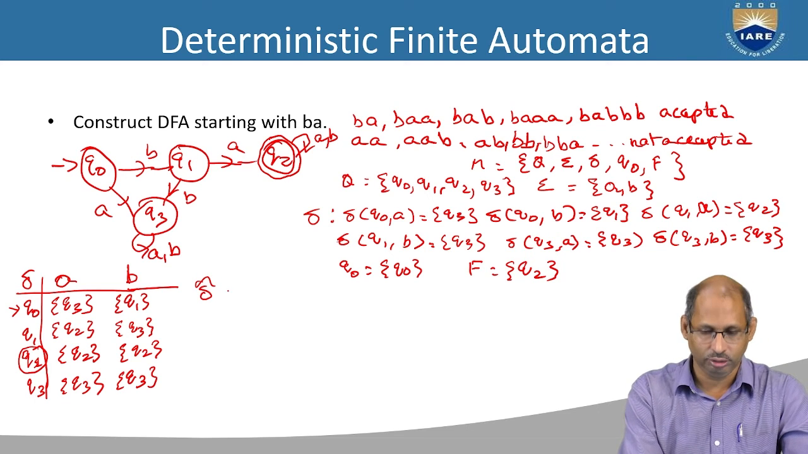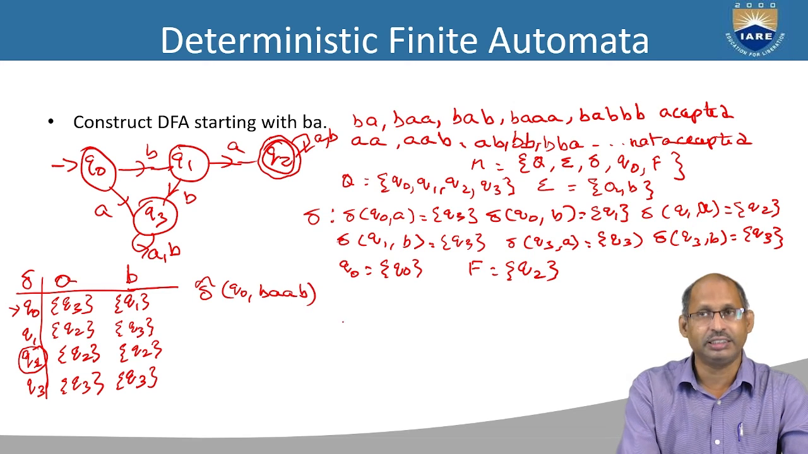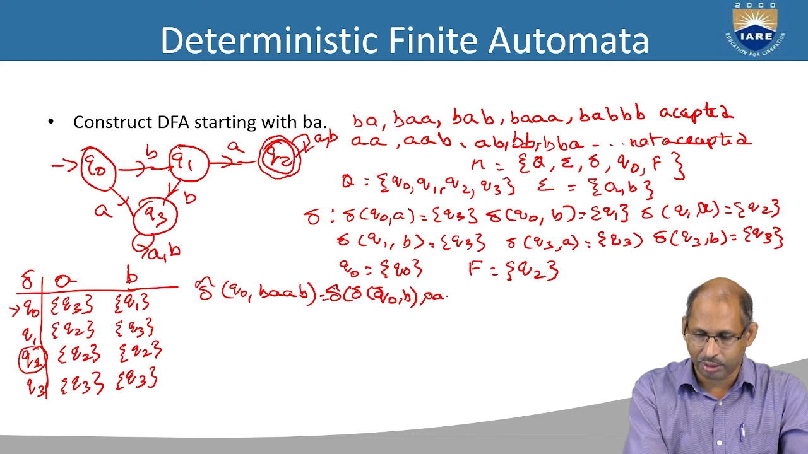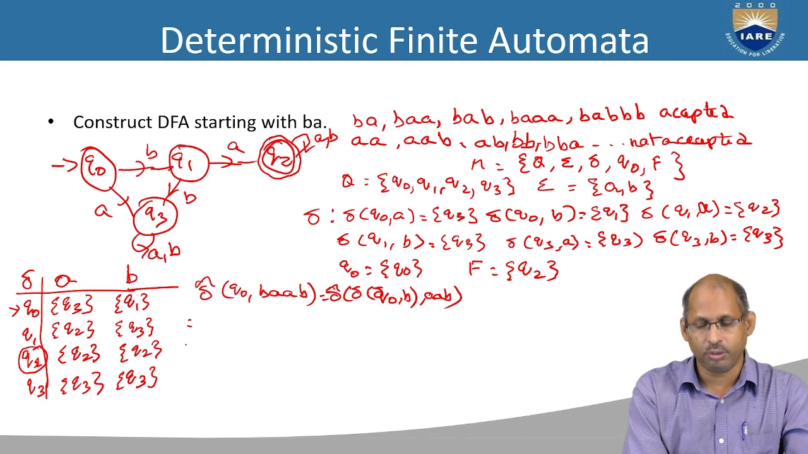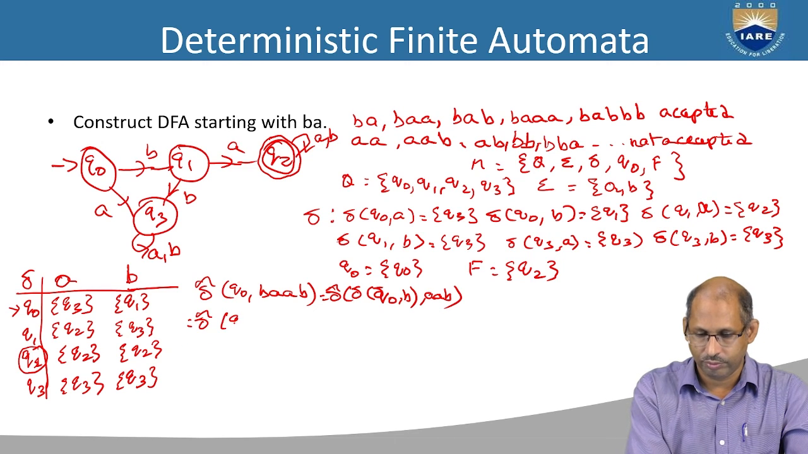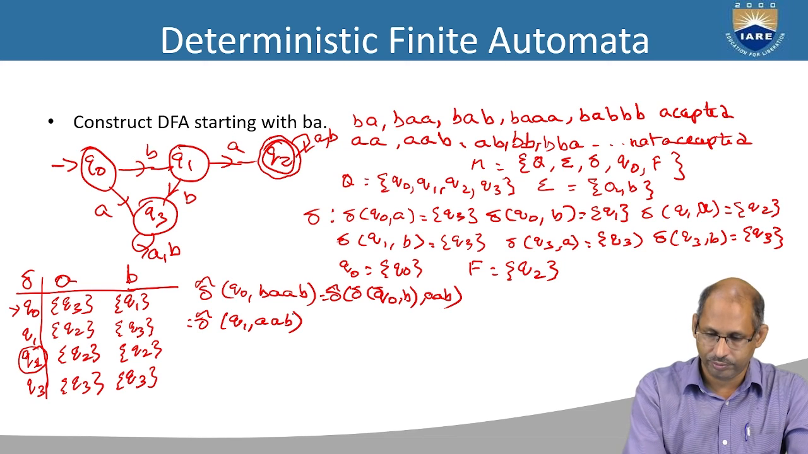String transition function, initial state, BAAB is the string that is acceptable. Right? String transition function, Q0 on B followed by AAB. What is Q0 on B? Q0 on B goes to Q1. Q1 followed by AAB. Q1 will have the input AAB.